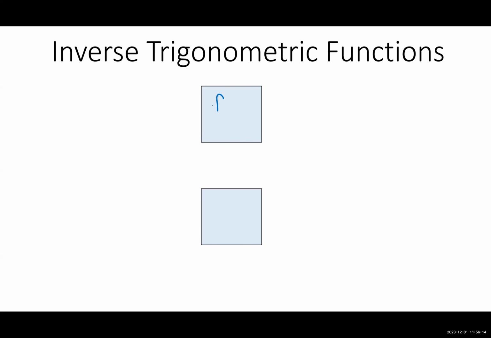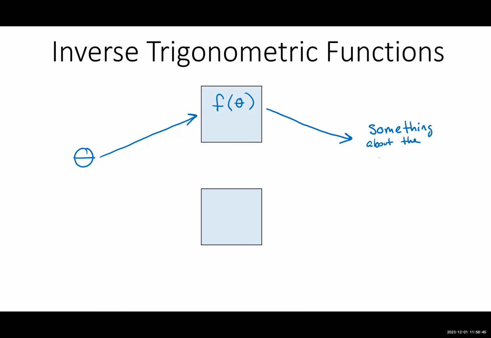So let me just pop this back on here. So for a trig function, we input an angle and we output something. Something referring to something about the terminal point. Let's just keep it informal. Something about the terminal point.